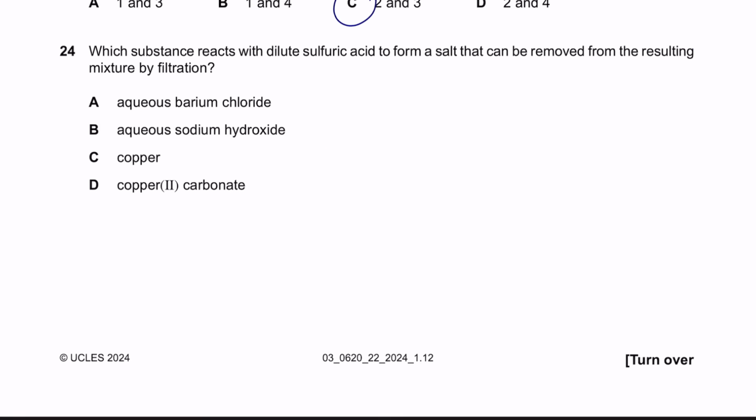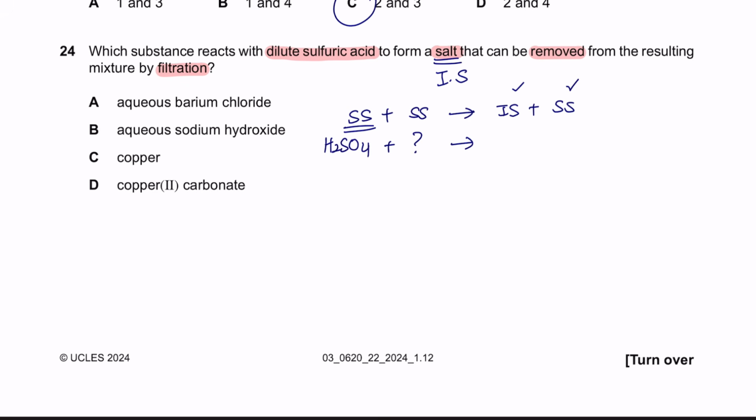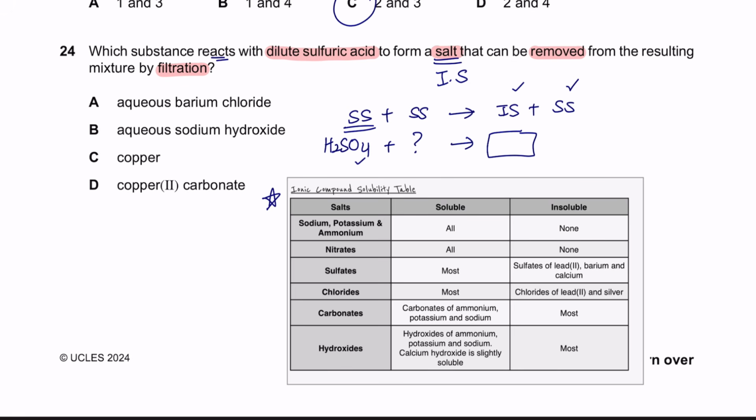Next, question 24. Which substance reacts with dilute sulfuric acid to form a salt that can be removed from the resulting mixture by filtration? That means the salt that we are looking for is an insoluble salt. To make an insoluble salt, you are going to react two soluble salts together, and you will get one insoluble salt and another soluble salt. Okay, so let's identify which soluble salt can react with sulfuric acid to get an insoluble salt. To answer this, you're going to have to know your solubility rules.